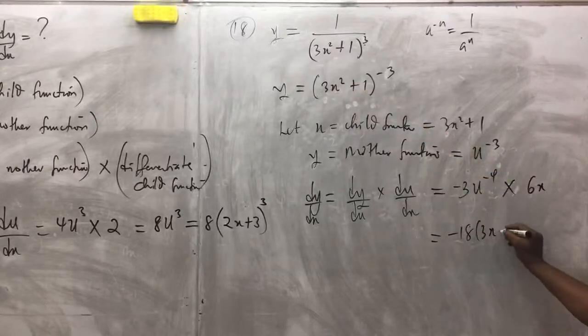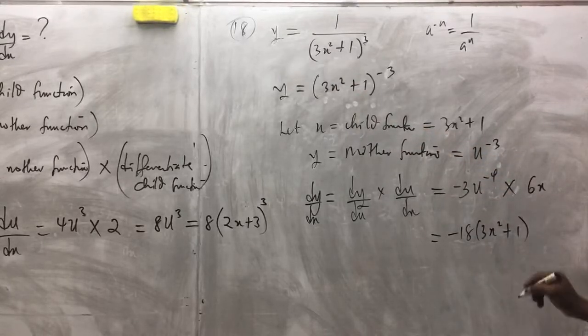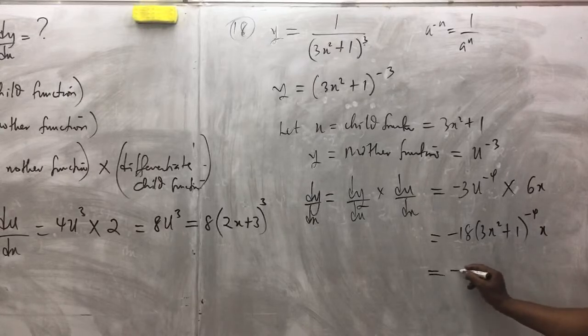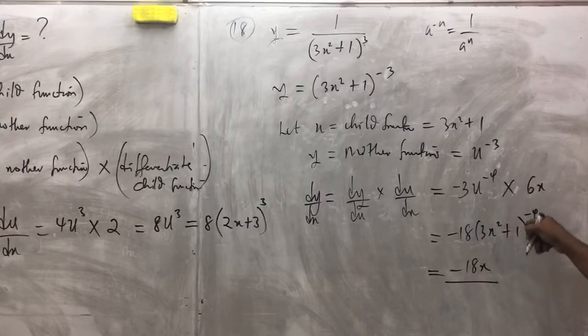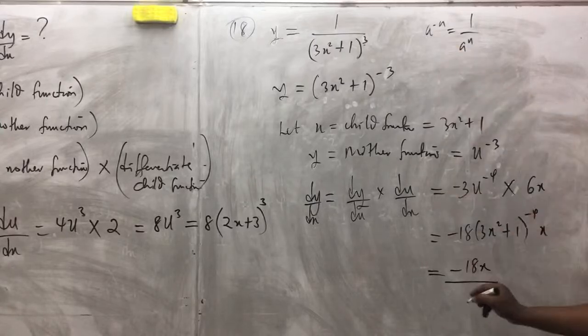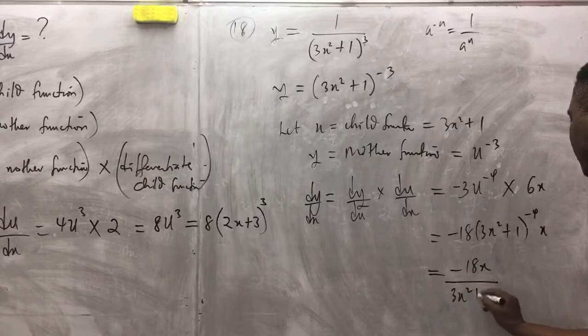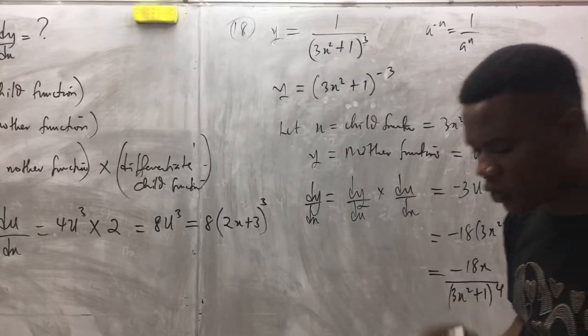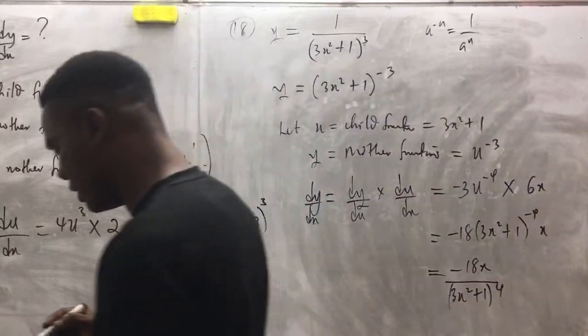And you can put what you had it to be, 3x squared plus 1, to replace u. And I'm going to put minus 4 here as the exponent to that bracket, times x. So this can be rewritten as minus 18x all over, using this law of indices, 3x squared plus 1 raised to the power 4. And it solves that problem. So that is one way to solving the problem in question 18.